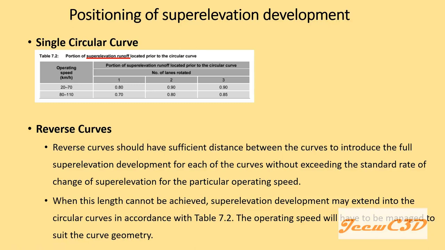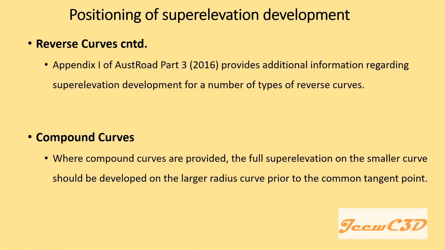But not only that, there are many things about reverse curves in Austroads. Appendix I of Austroads Part 3, in the 2016 version, provides additional information regarding superelevation development for a number of types of reverse curve. If you get the chance, you can view this and see there are a lot of occasions where you can apply superelevation development length inside reverse curves, not only the one we talked about.